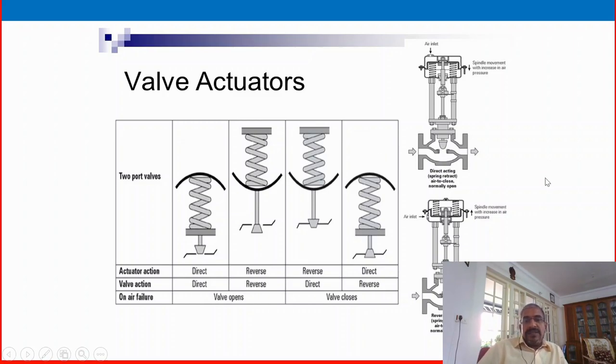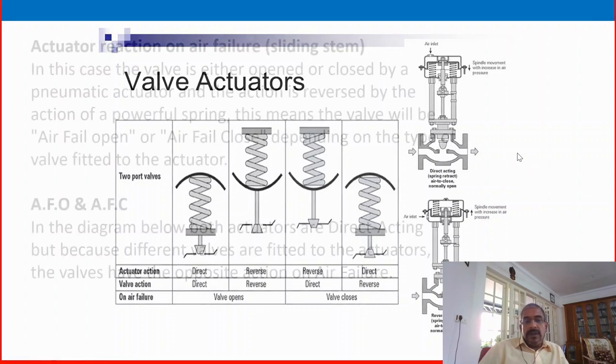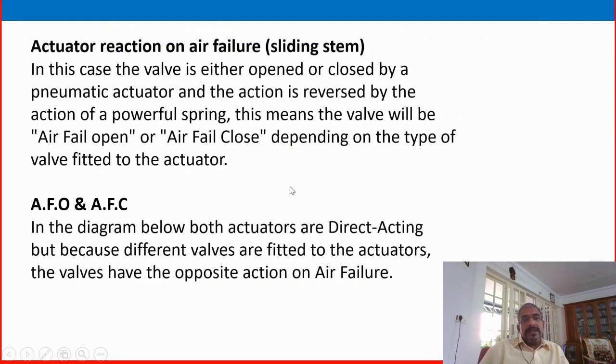These are the direct acting and the reverse acting valve, control valve operation, actuators operation. Okay, so actuator reaction on failure, that is a sliding stem. In case the valve is either open or closed by a pneumatic actuator and the action is reversed by the action of a powerful spring, this means the valve will be air fail to open or air fail to close depending on the type of valve fitted to the actuator. So that is called AFO, air fail open, or AFC, air fail close.